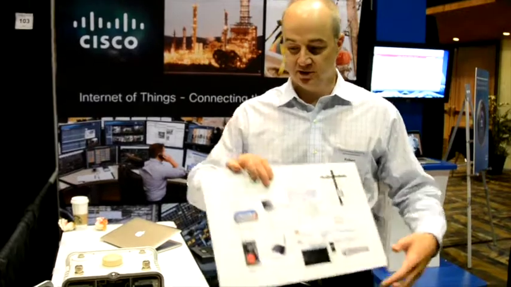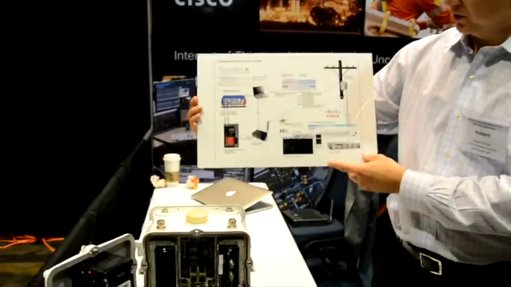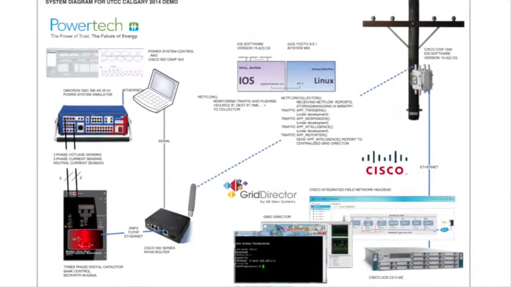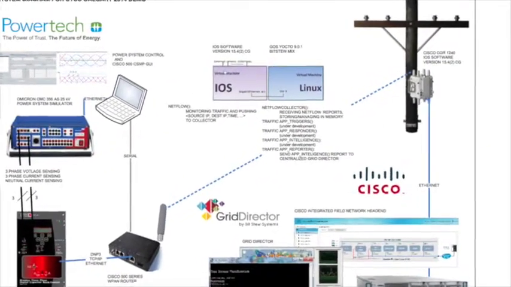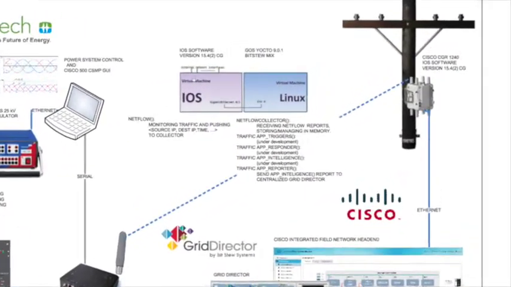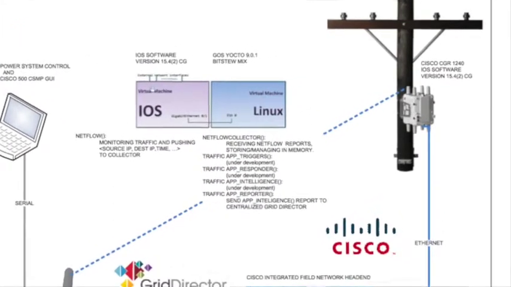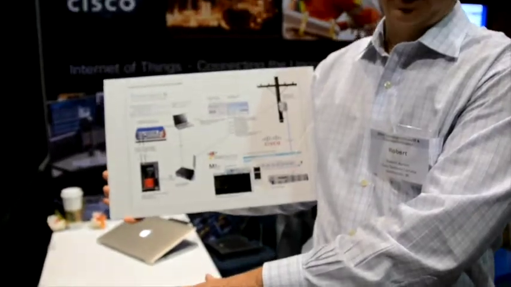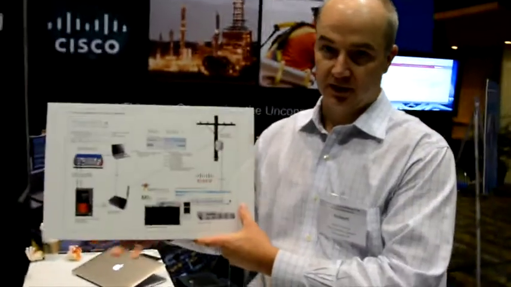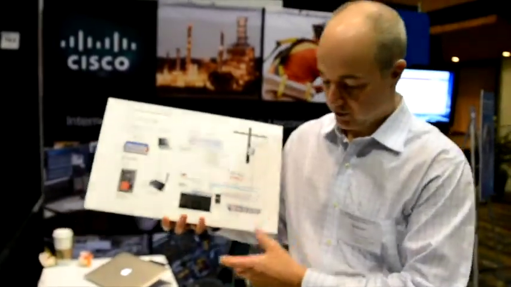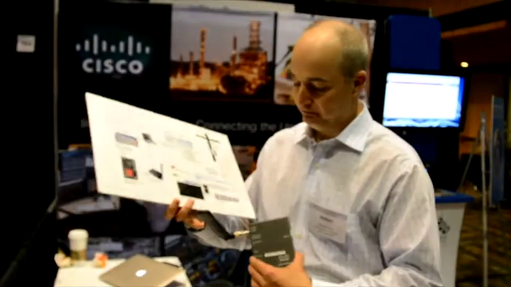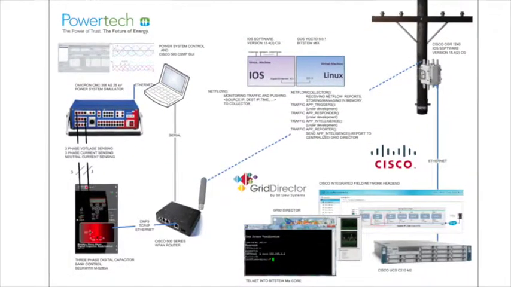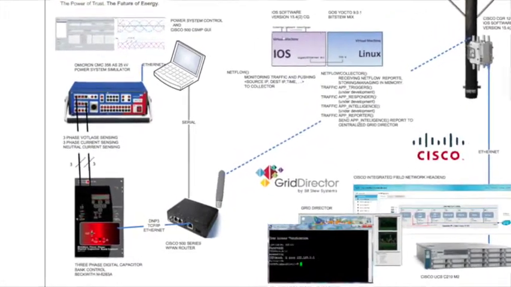In this particular demonstration, we have a little chart set up here. What we're showing is the CGR 1240. It's a full pole-top router for the IP mesh and DA systems, and we actually have this functioning in real time right now. It is connected to a DA gateway, a Cisco product called the IR500 router, and this is actually mounted over at the PowerTech booth and connected to a Capacitor Bank Controller.